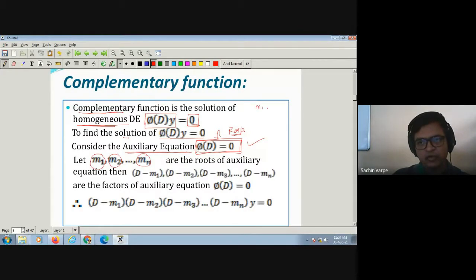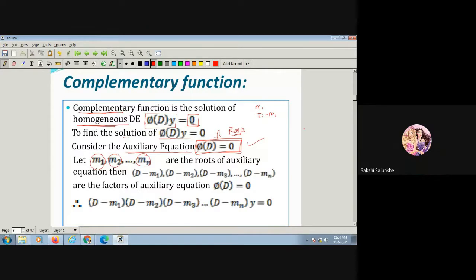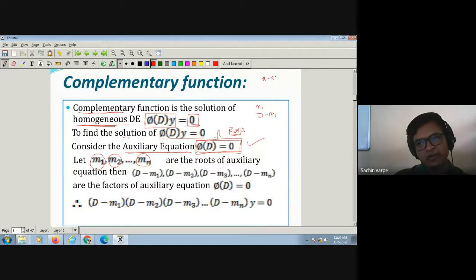you know that if m1 is a root, then D minus m1 will be a factor. Do you know this? If a is a root, then x minus a will be a factor. So here we are saying m1 is a root, then D minus m1 is a factor. m2 is a root, then D minus m2 is a factor, and so on. So with the help of these factors, I can write this phi of D as a multiplication of all those factors. D minus m1 into D minus m2 into D minus m3, and so on, equal to 0. Is this clear to everyone?